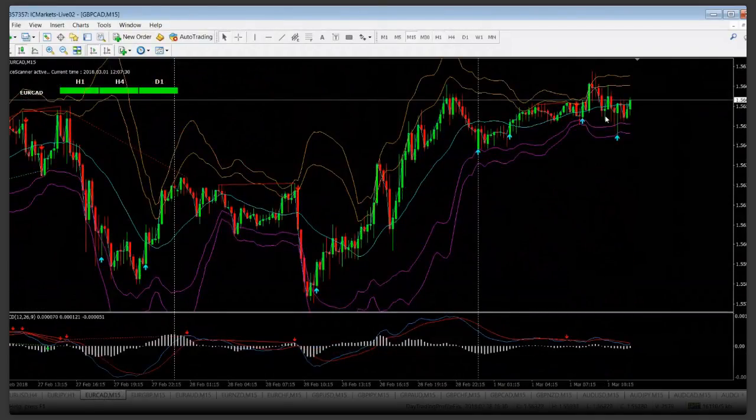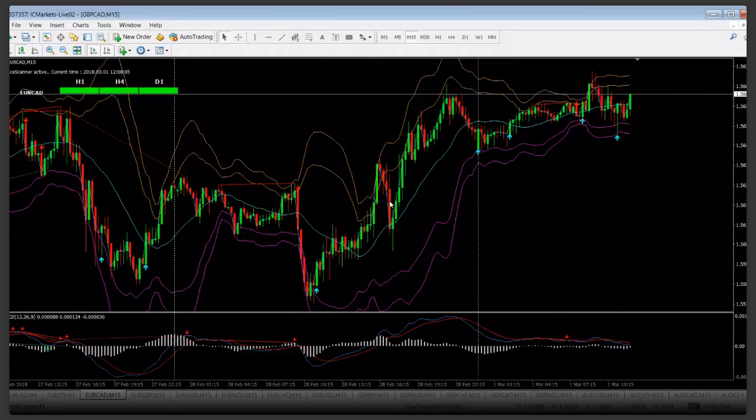The Euro CAD is just about a pip in profit at the minute. British pound CAD's about 15 pips minus, but we'll let that work out and go our way. There we go, EuroCAD's popping up there now, about 4 or 5 pips now.